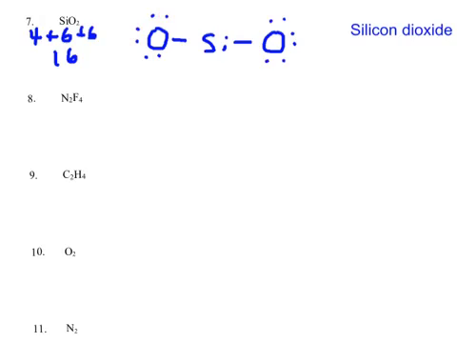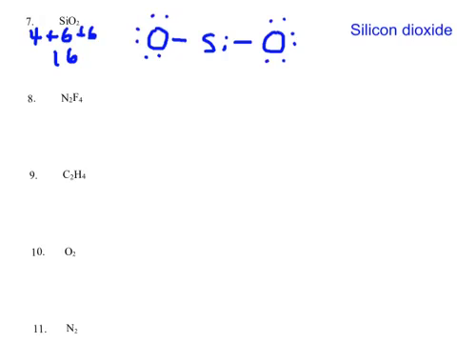2, 4, 6, 8. I have an octet for this oxygen. 2, 4, 6, 8. I have an octet for this oxygen. But silicon has only 2, 4. Silicon is not happy. Silicon needs 2 more pairs. So I need 2 more pairs to make it happy.